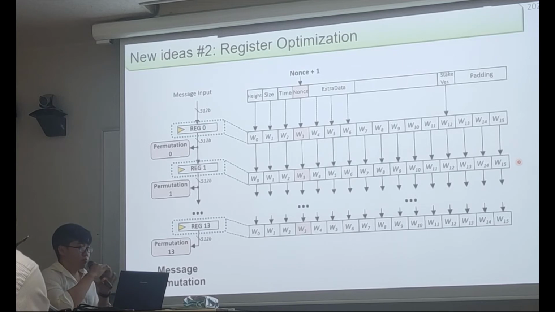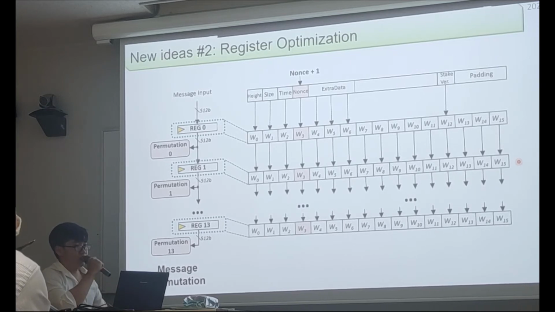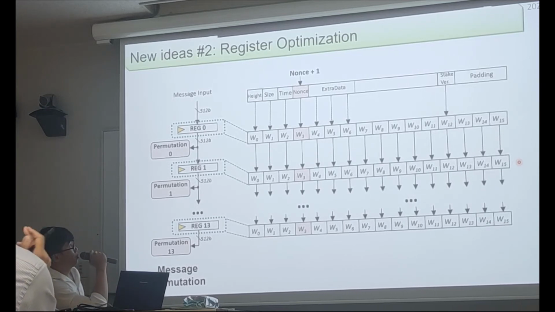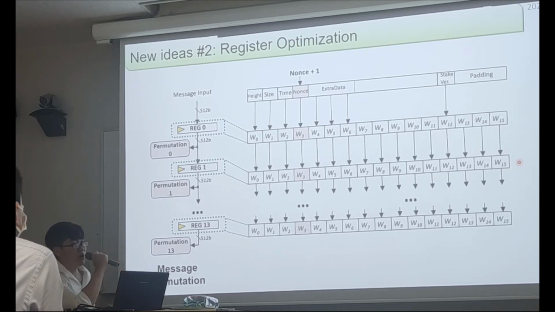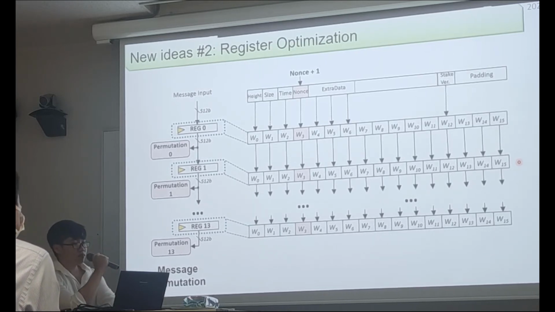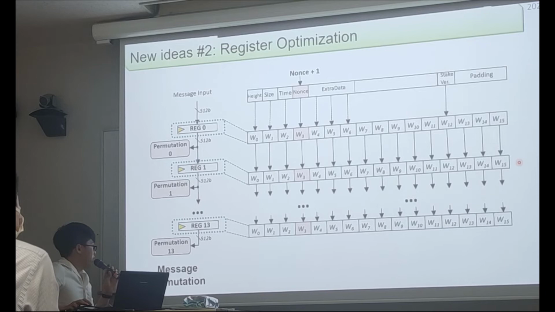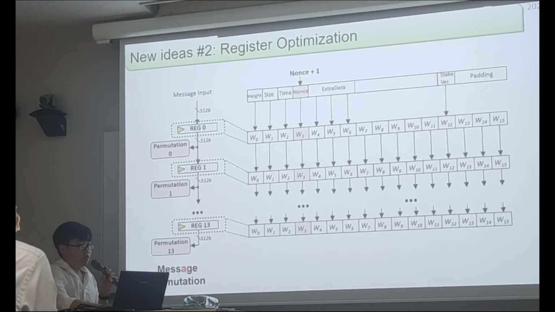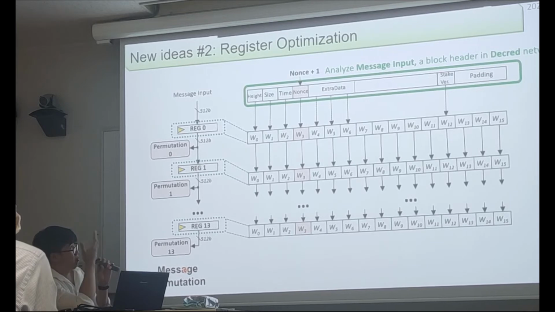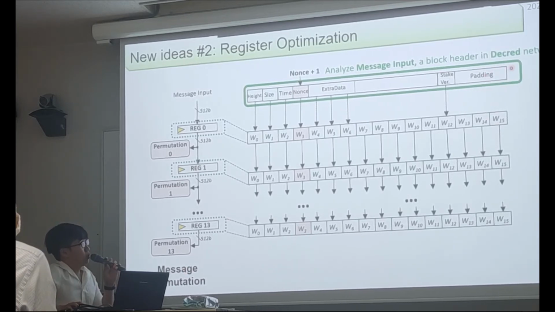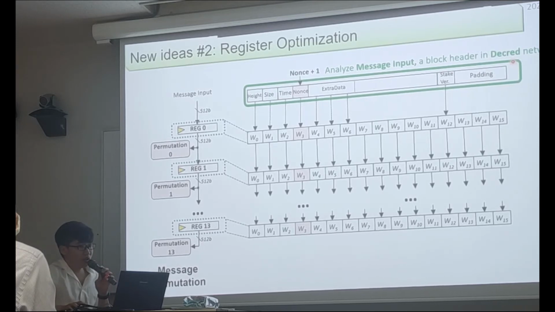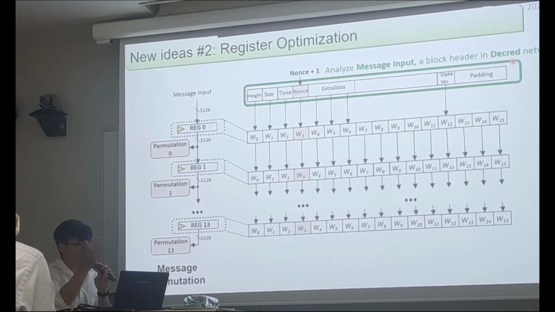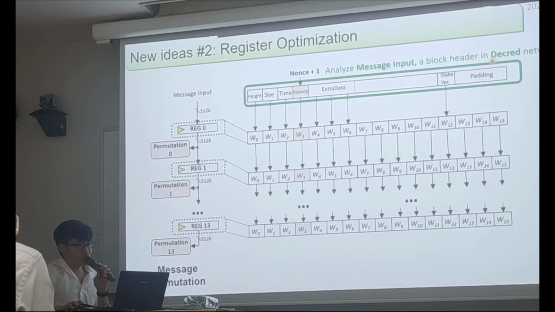Now, to better understand my idea 2, we analyze a real application. As you can see here, this is the message permutation. We analyze the message input, which is the block header in the Decred network, which is also a blockchain network, similar to Bitcoin, but they use BLAKE for blockchain mining.